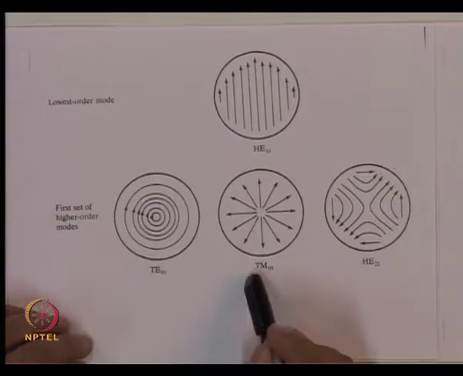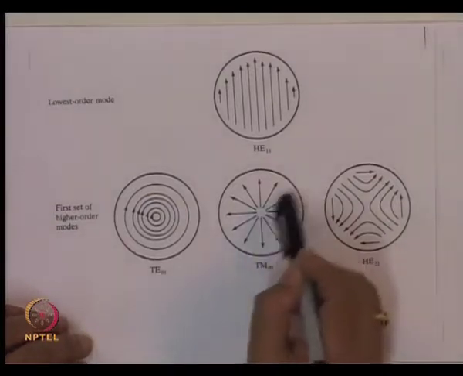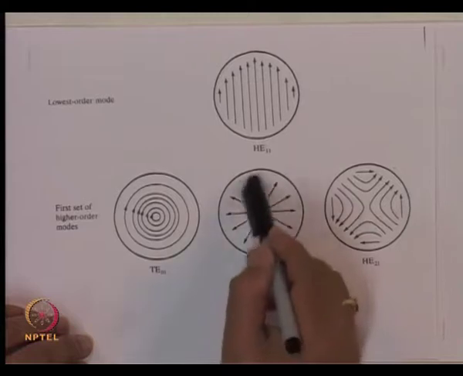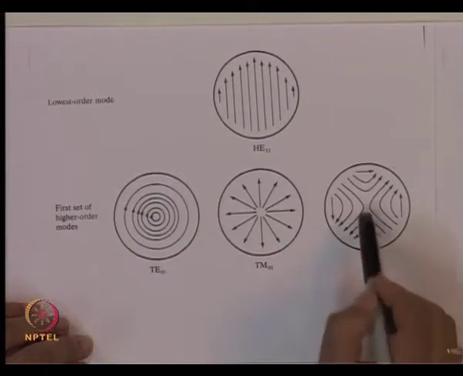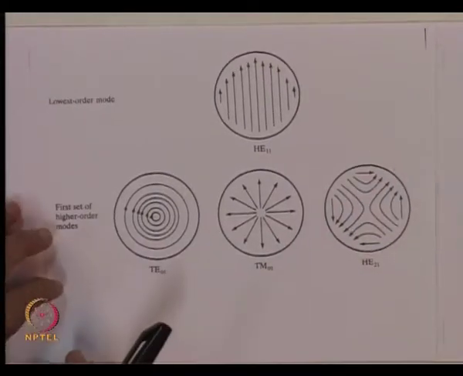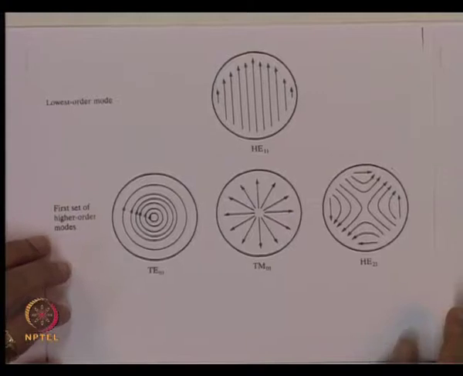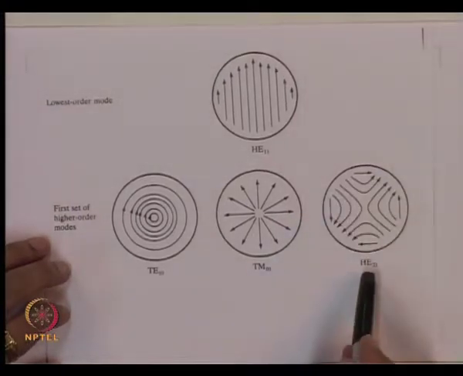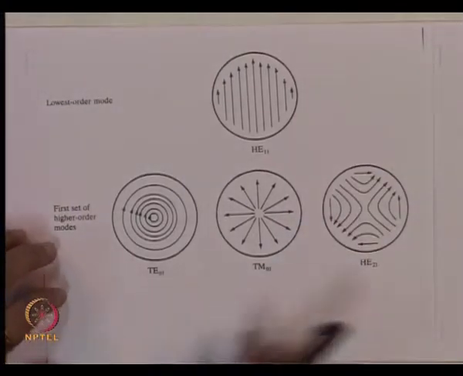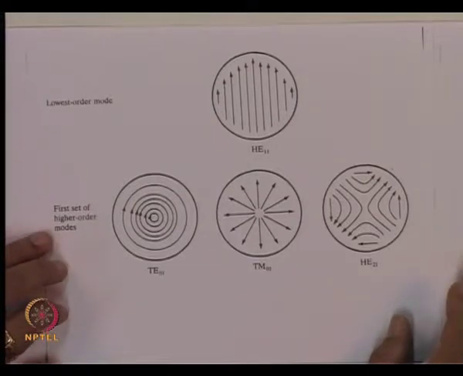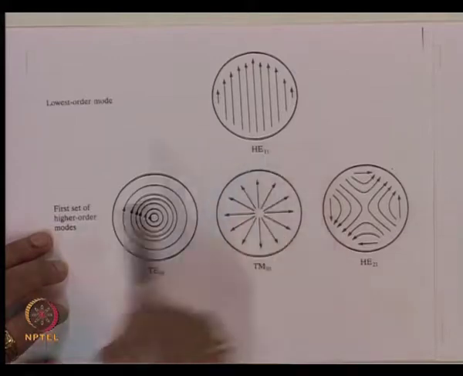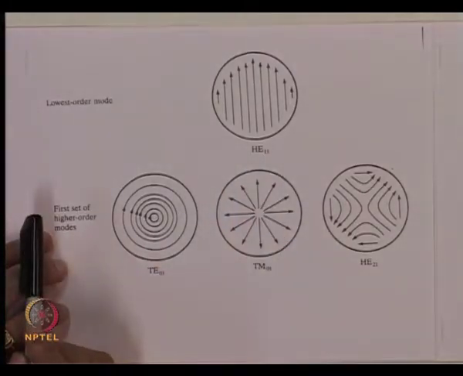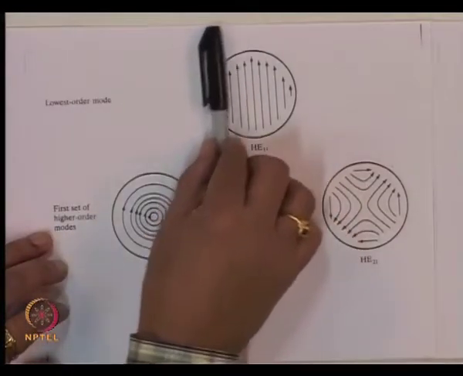If I consider TM01 mode, then the electric field will be going like this. Again, you have a circular symmetry in this. And for HE21 mode, the fields would be like that. So, you can see here, in azimuth, it has this index 2. If I go to HE11 mode now, the field is oriented everywhere like this.